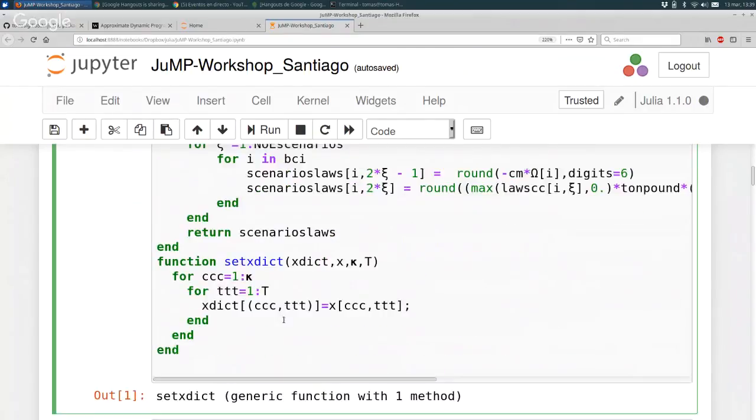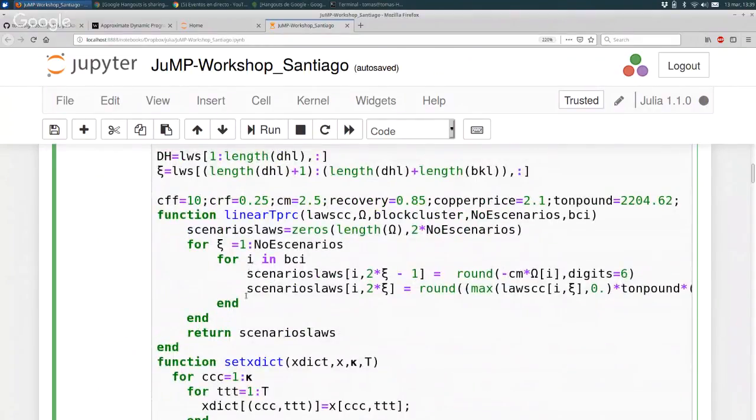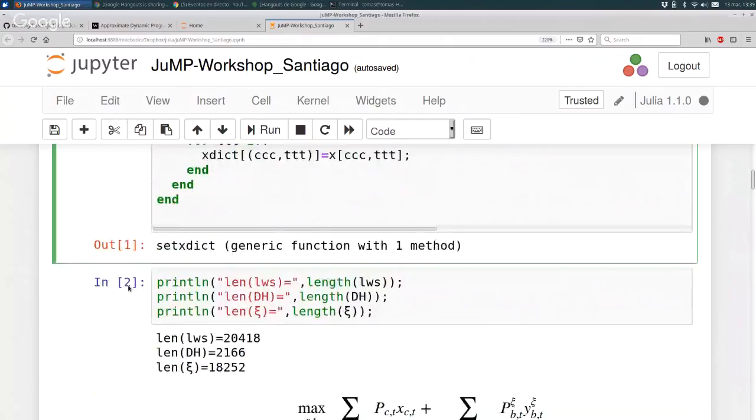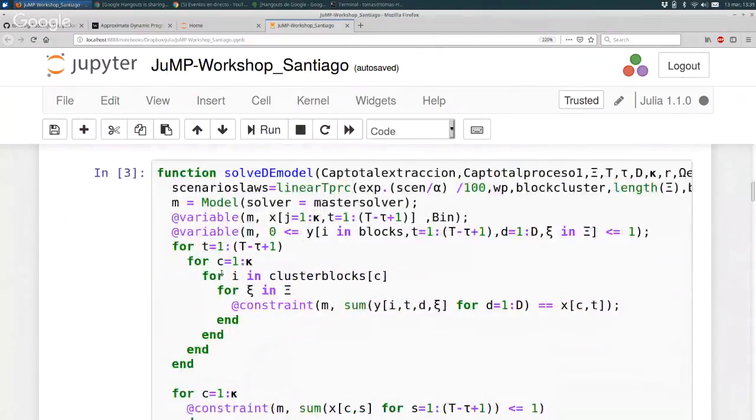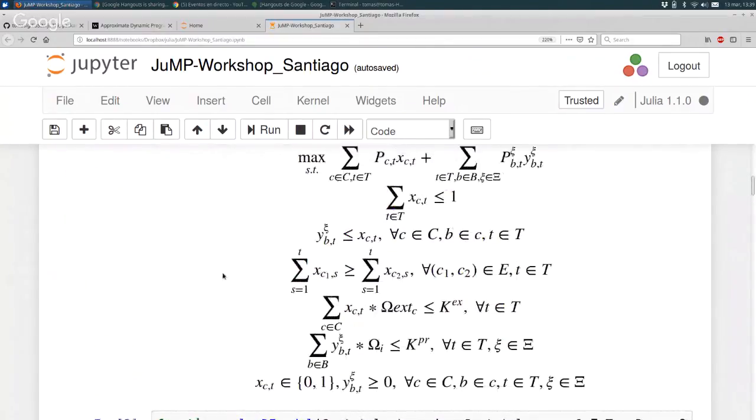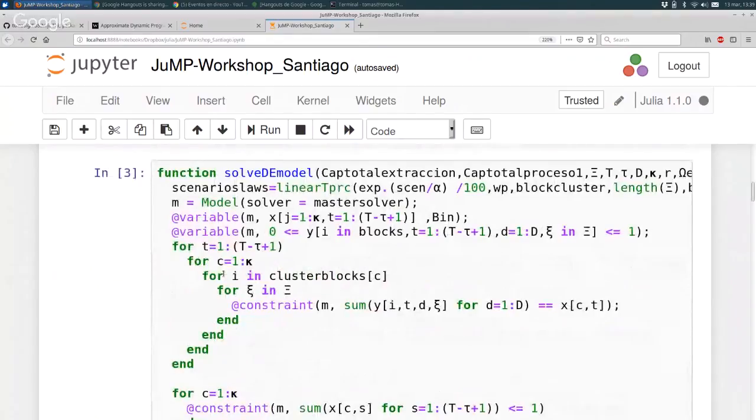To make it a little bit quicker, I'm just going to skip this. Just trust me, that's for computing the values, the profits of the blocks. So I sample 20,000 blocks, 20,000 points. 2,000 of them I can see, and 18,000 of them I cannot see. So that will be part of the second stage of the program. Here is the exact model, written in JuMP 0.18.